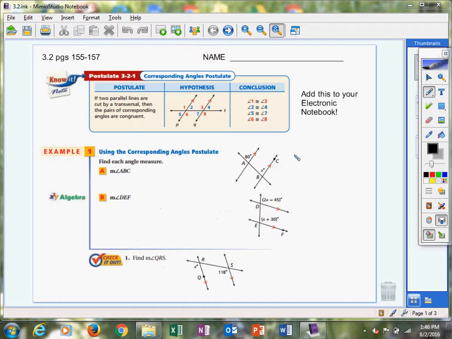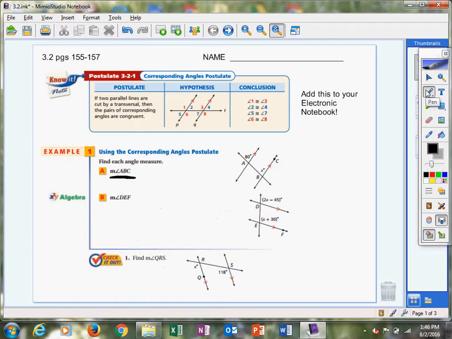And they want us to find each angle measure. So we're supposed to find the measure of angle ABC. So here's A, B, C. Okay, so this particular angle right here, okay? This is what they're asking us to find, okay? So let me erase that because I think the original drawing's better.